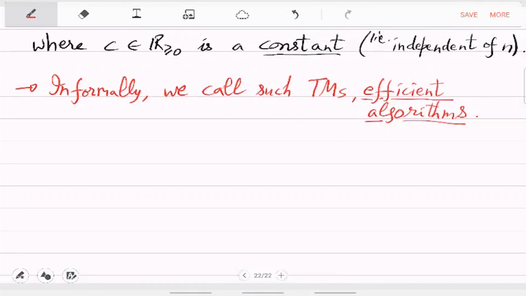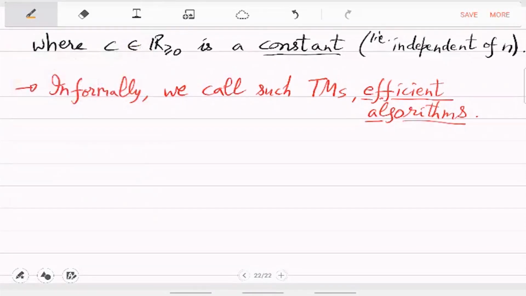Okay, so almost always efficiency or efficient algorithm will mean Turing machines with time complexity a polynomial. Even if it is n to the 100, we are calling it efficient, because as remarked before, n to the 100 is smaller than 2 raised to n. Okay, so 2 raised to n we call inefficient, and n raised to c we call efficient.